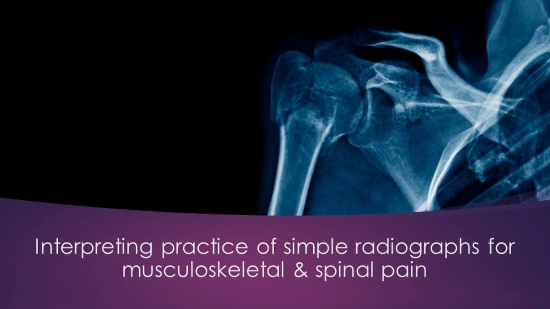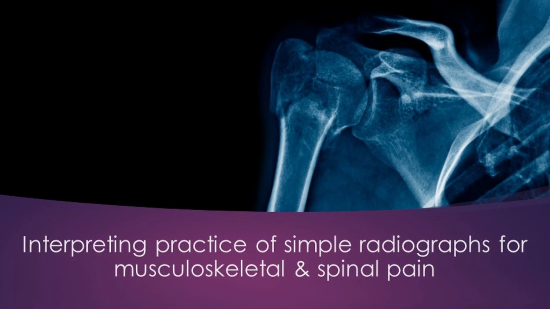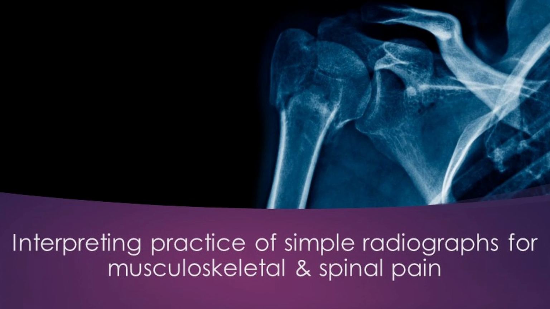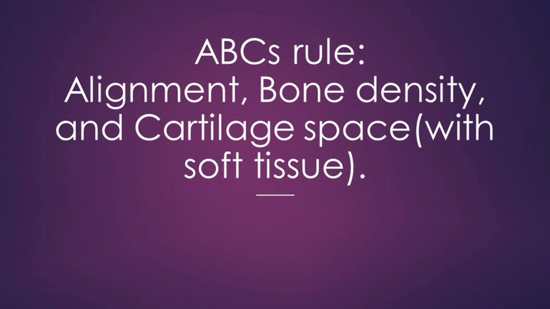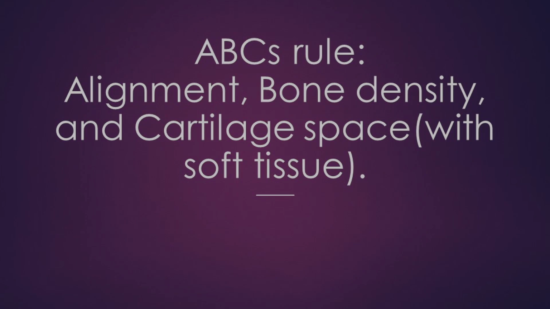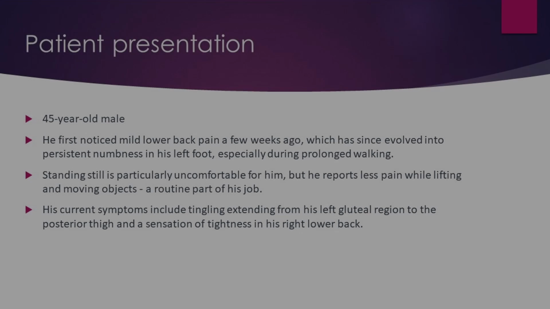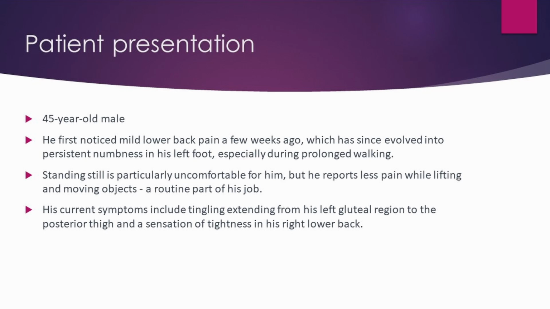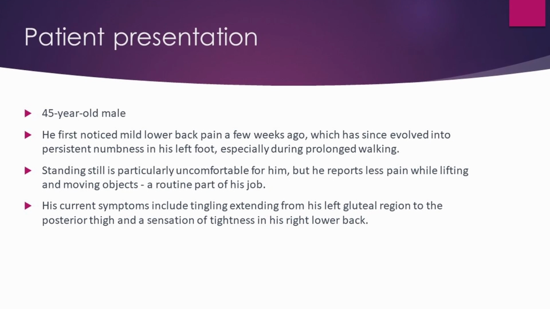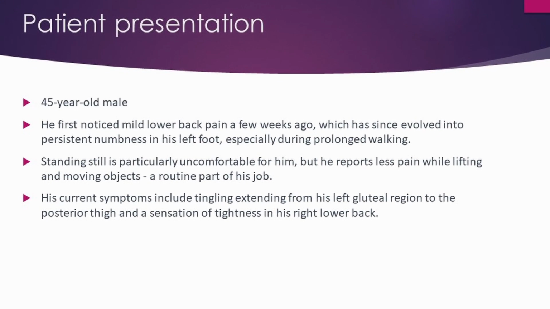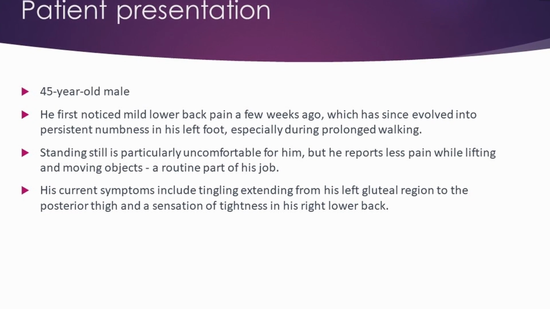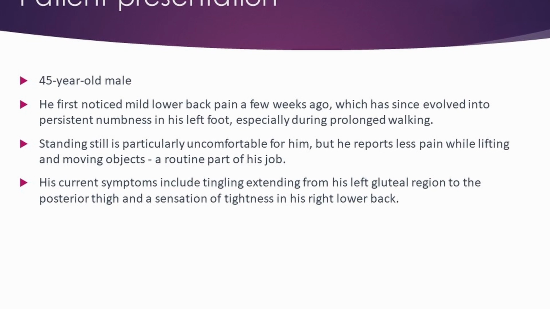Welcome back to our tutorial series on interpreting simple radiographs for musculoskeletal and spinal pain. In today's session, we will use a case study to apply what we've learned about interpreting radiographs based on the ABCs rule: alignment, bone density, and cartilage space. Here's a brief patient history and simple lumbar spine radiographs. Your task is to apply the ABCs rule to these radiographs, considering the patient's symptoms and history.